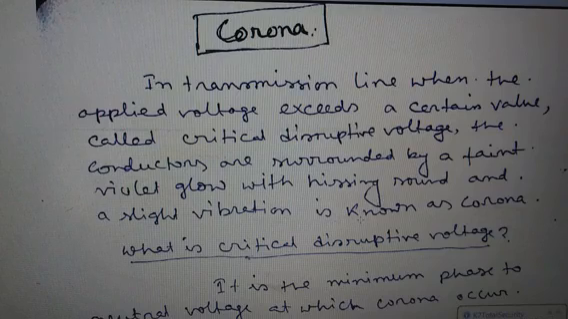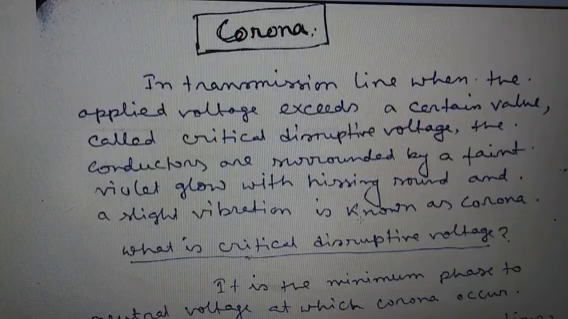When an alternating potential difference is applied across two conductors whose spacing is large as compared to their diameters, there is no apparent change in the condition of the atmospheric air surrounding the wire if the applied voltage is low. However, when the applied voltage crosses a certain value, which is called the critical disruptive voltage, the conductors are surrounded by a faint violet glow, and this is the main feature of corona.